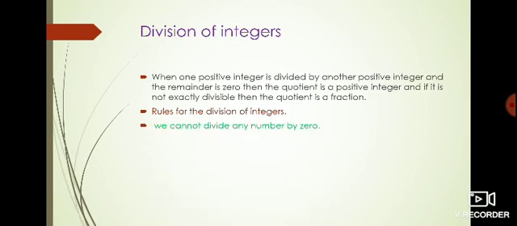First rule, we cannot divide any number by 0. This is compulsory, this is very important, students. We cannot divide any number by 0.